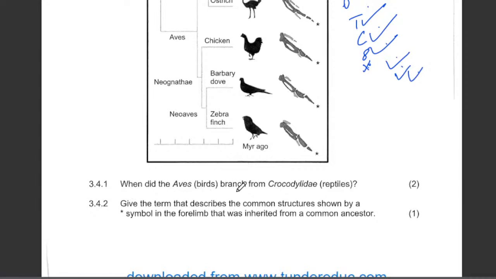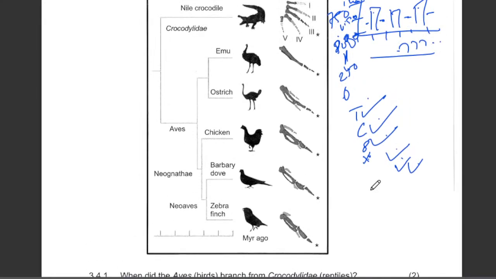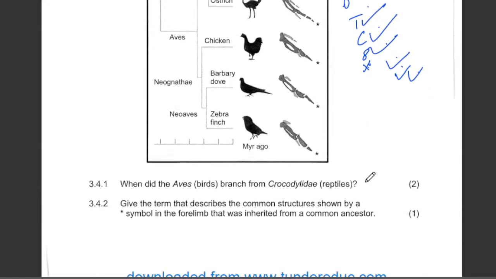When did this branch, when did the birds and crocodile branch from each other? It will depend on this. If you look at this, I don't know whether I see it properly. I don't have the original again.